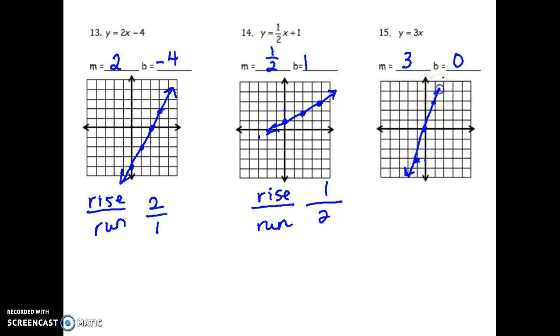Something like this. All right, I'm going to pause right here at number 15, and I'm going to ask that you try the rest, and then come back and let's see how you did. Actually, let's go up to 21, and then come back. So pause right here, and then try up to 21, and we'll see how you did.